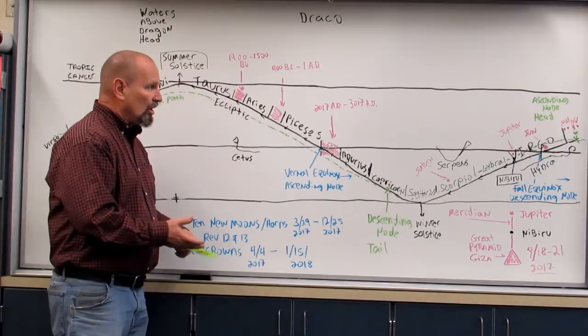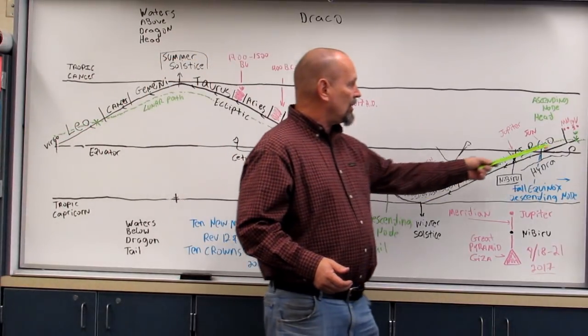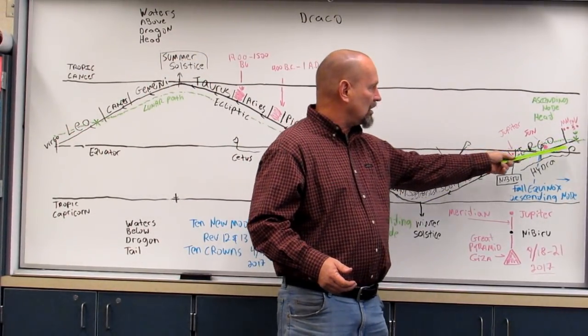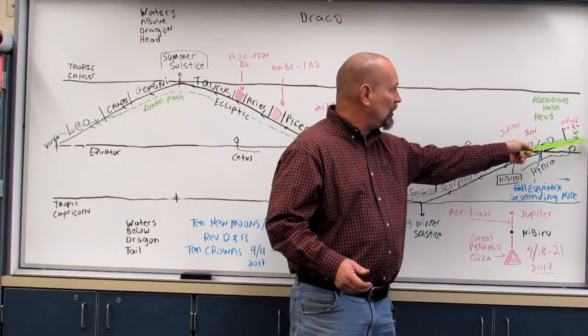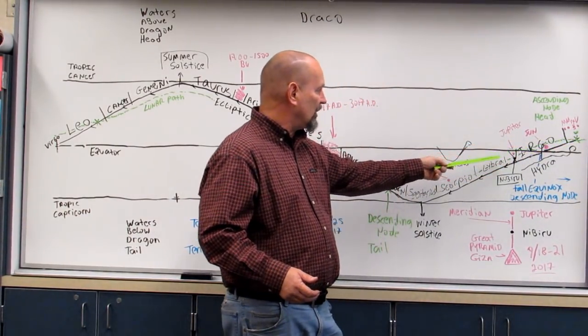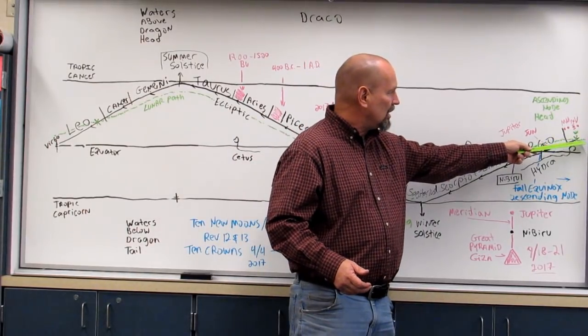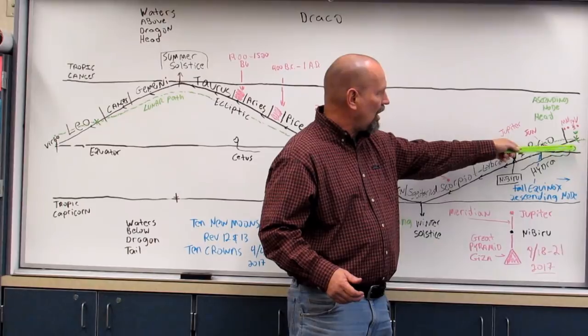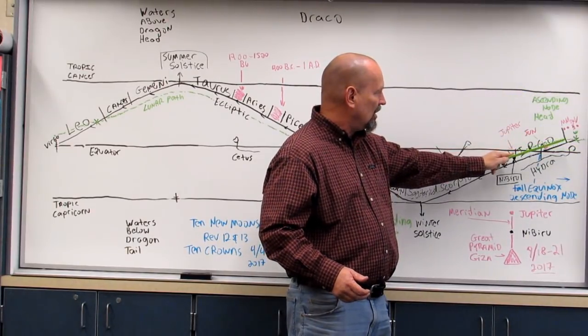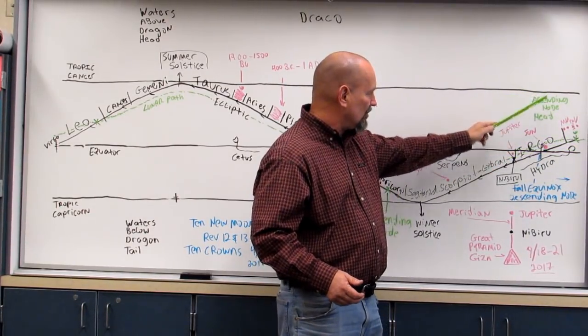Okay, so here we are. Here we have our ecliptic line, and it's right through here. But we have our lunar line, which is the green line. We see that the lunar line is crossing over the ecliptic line right here at this point, and it's coming up above the ecliptic line, so it's now in the area of the head of the dragon.